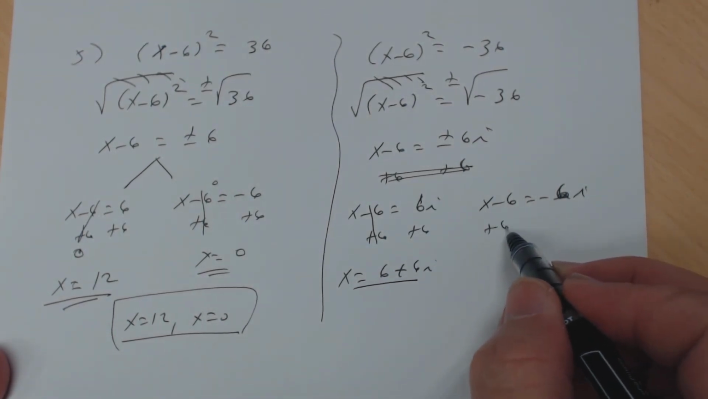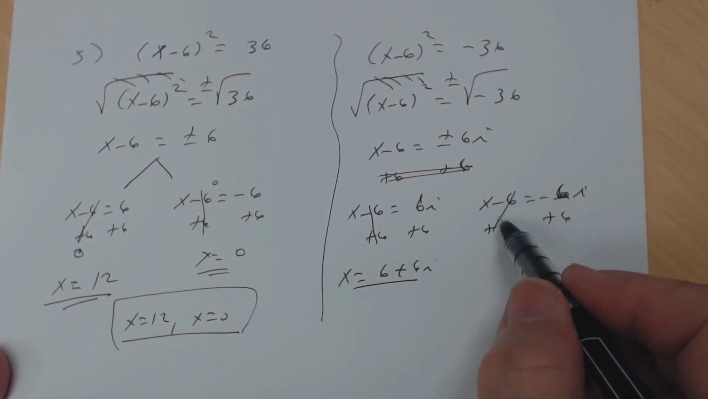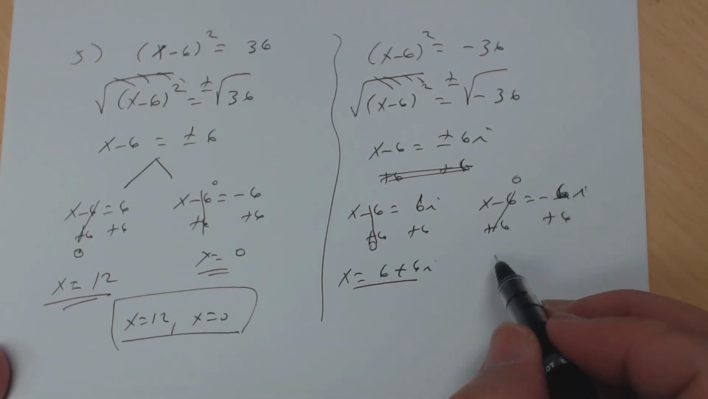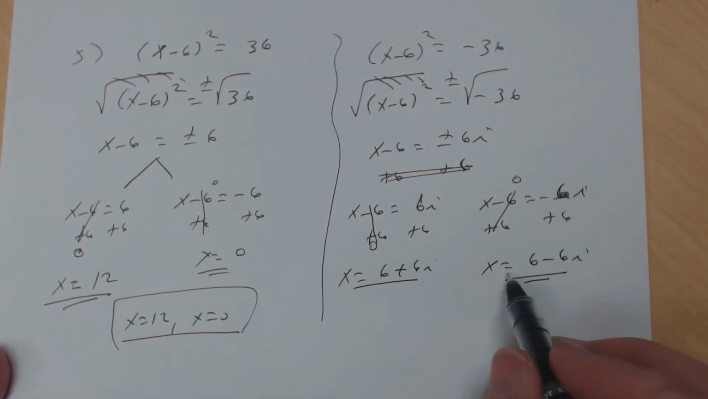Over here, add 6 to both sides. Remember, those are not like terms, you can't combine them. Yeah, I can combine these two, that's 0. I can combine these two, that's 0. But these two I cannot combine. So I get x equal 6 minus 6i. So those are your two solutions.